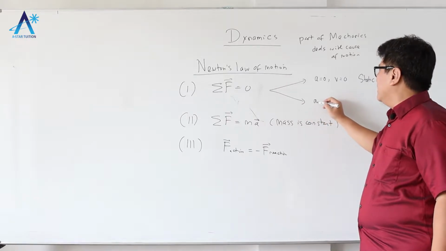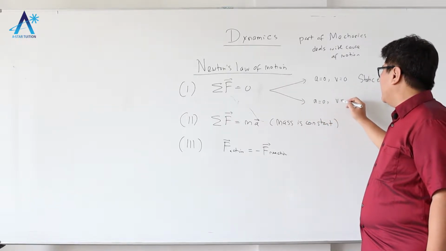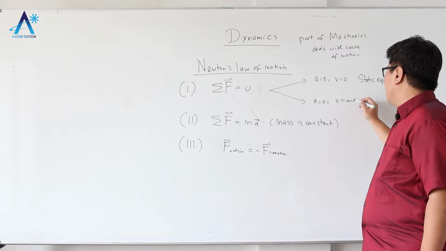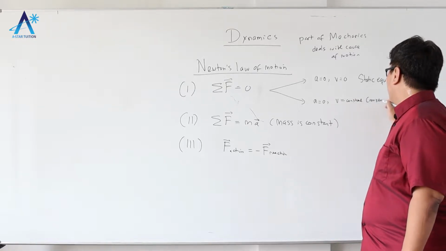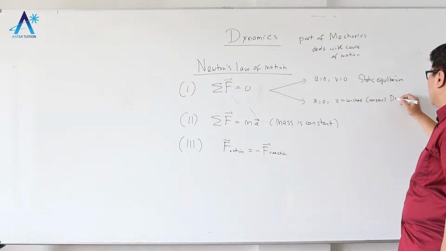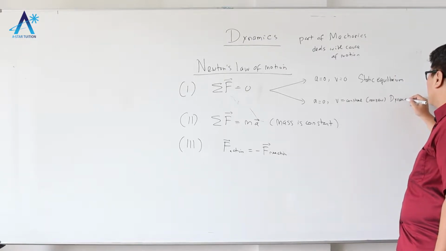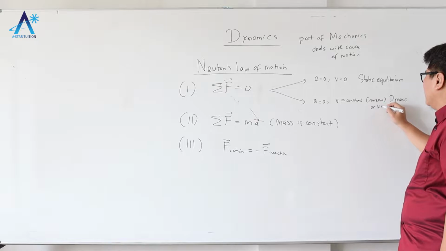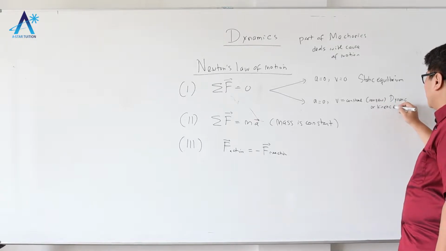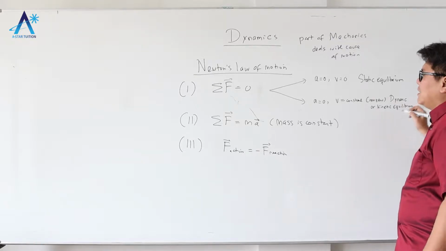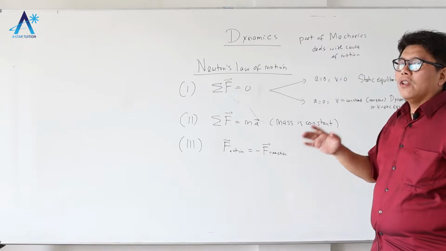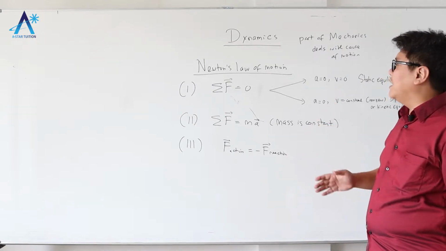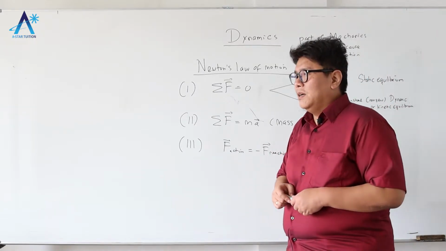On the other hand, when the velocity is constant but non-zero, then we are dealing with what we call dynamic or kinetic equilibrium, meaning that the resultant force is still 0, but the object will keep maintaining its velocity as long as there is no force applied to the object.